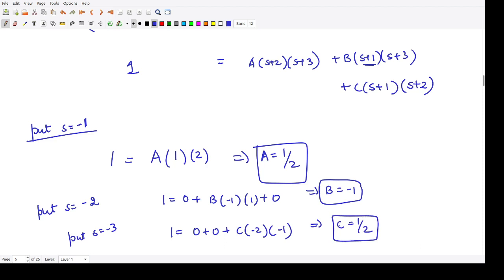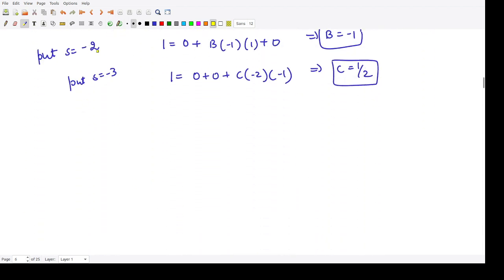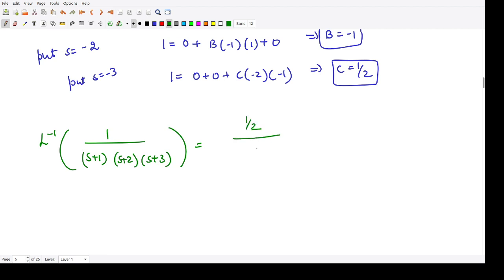So now you have the values of all the constants, so you can substitute them back in place of a, b and c. So your expression now becomes, Laplace inverse of 1 divided by s plus 1, s plus 2, s plus 3 now becomes equal to, what was a? A was 1 by 2. So 1 by 2 divided by s plus 1, and then what was b? B was minus 1 divided by s plus 2, and what is the value of c? It is 1 by 2 divided by s plus 3.